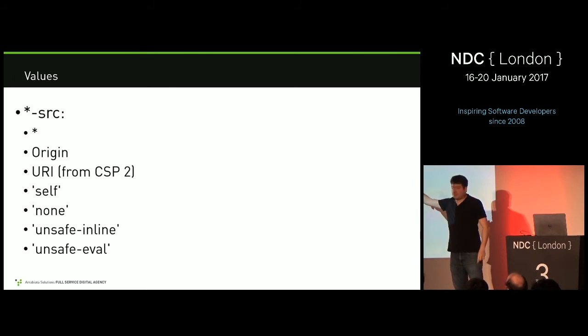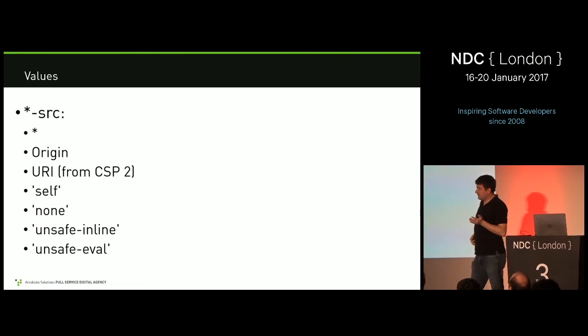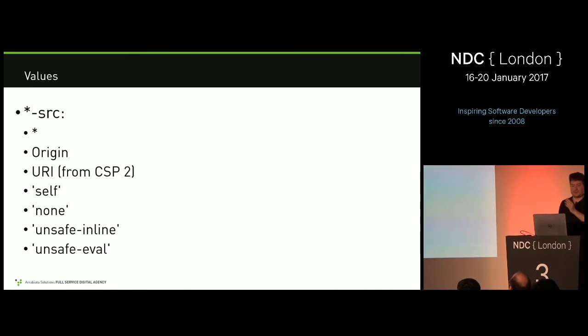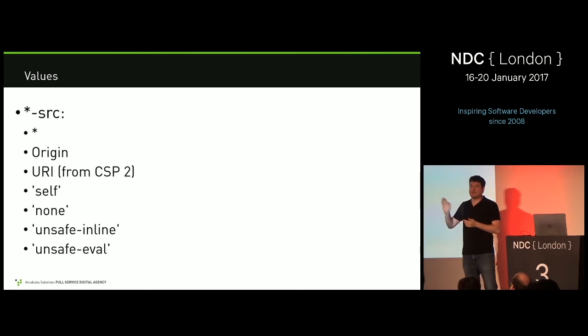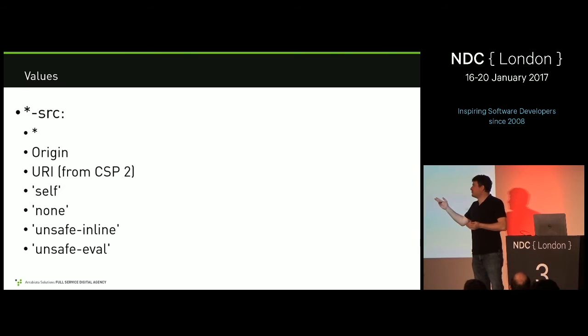You can use the star sign, the asterisk, which kind of means everything, but you don't want to use this, right? Someone else told you that. You can use origin as we did, and starting with CSP2, not only an origin but also a URI, so you can have a path in here. And then we have a couple of constants. Constants are delimited by single quotes. We already saw 'self', which means current origin. 'none' is, I think, obvious.